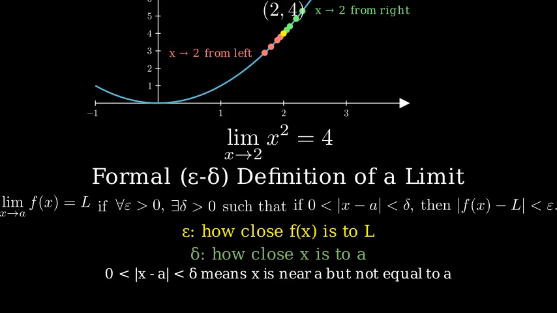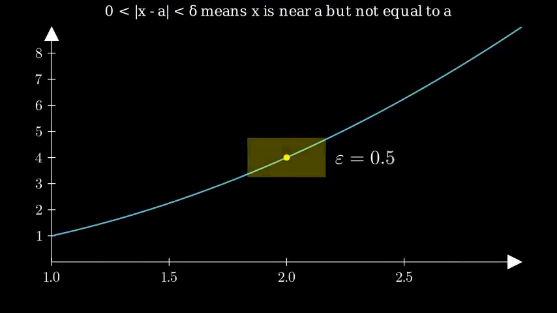Let's visualize the epsilon-delta definition with our previous example of f of x equals x squared as x approaches 2. If we choose an epsilon, say 0.5, this creates a horizontal band around L equals 4. We need to find a delta, such that whenever x is within delta of 2, but not equal to 2, f of x falls within this epsilon band around 4.